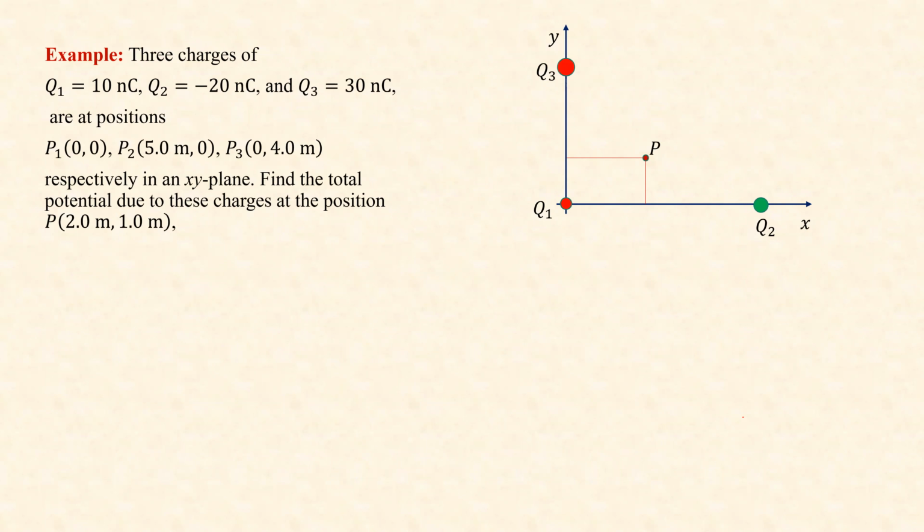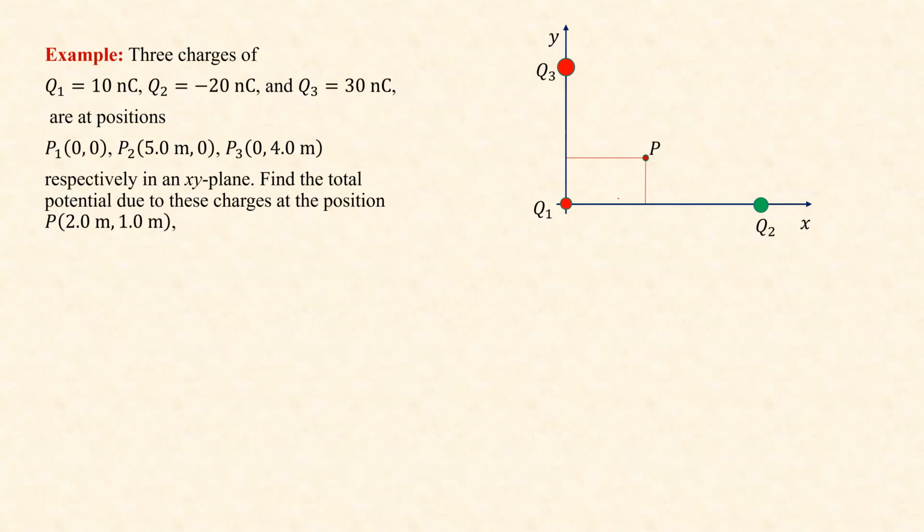So this is the way it works. This is an example. You have Q1, Q2, and Q3. Q1 is 10 nanocoulomb, Q2 is negative 20 nanocoulomb, and Q3 is 30 nanocoulomb at positions P1 at 0, 0 at the origin, P2 at 5 meters and 0, and P3 at 4 meters on the y-axis, respectively. Find the total potential due to these charges at the position P of 2 meters and 1 meter.